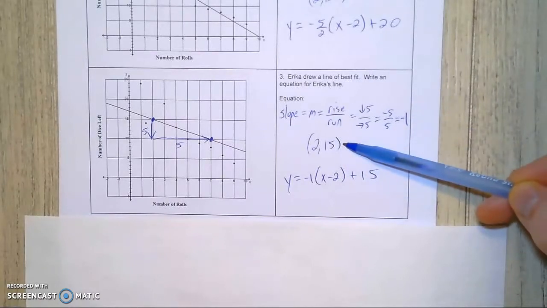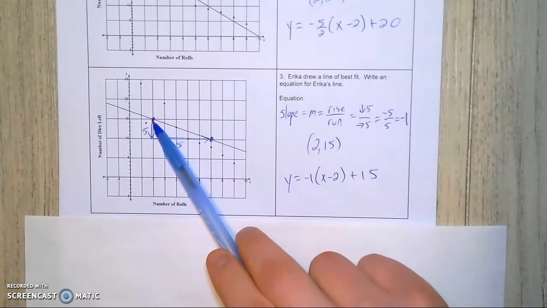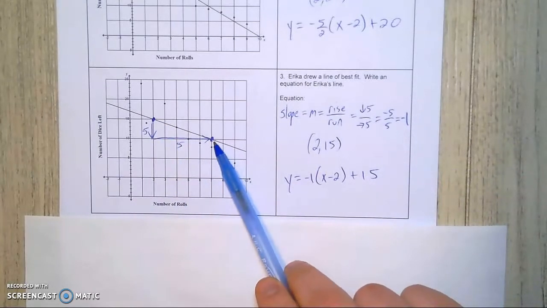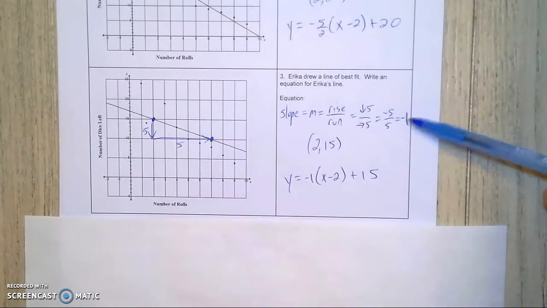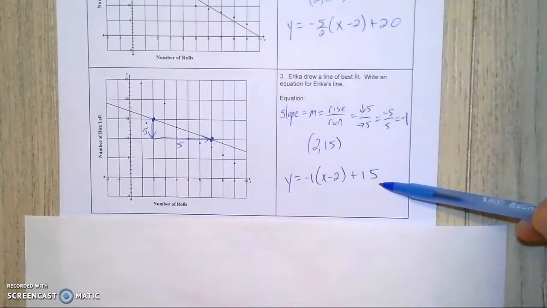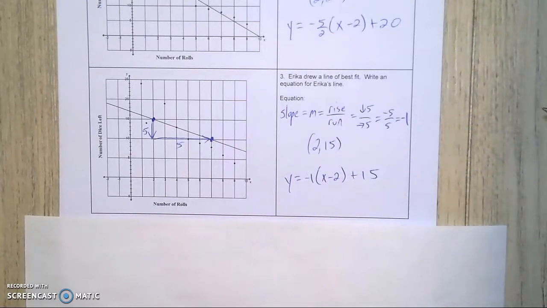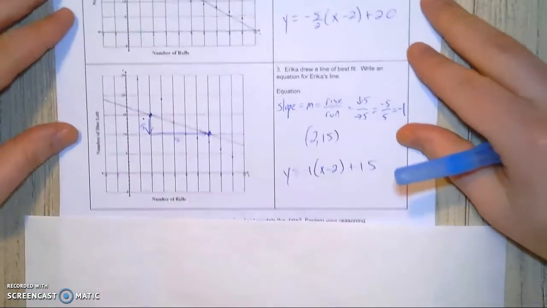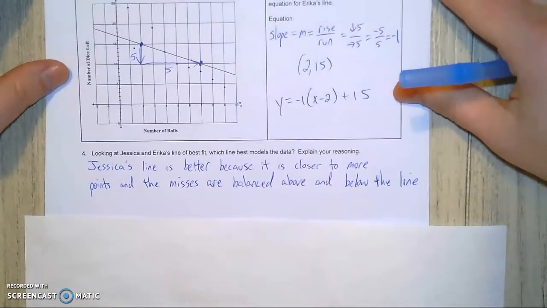So again, I picked a point on the line. I opted for (2, 15), but you could have picked other points that were on the line as well. And again, using the slope, the x value, the y value, came up with the equation y equals negative 1 times (x minus 2) with a plus 15 at the end. So last problem on this page here, we've got number 4.